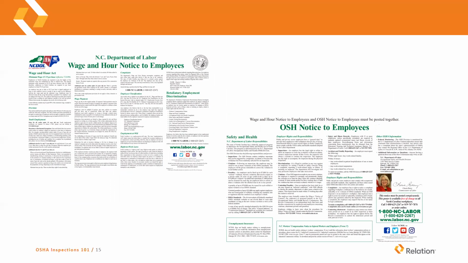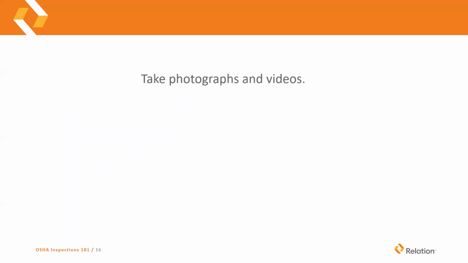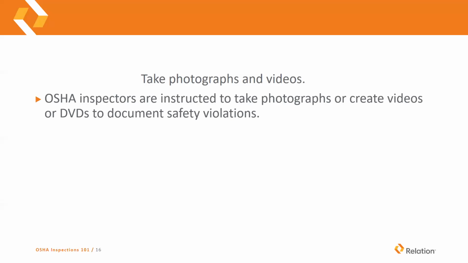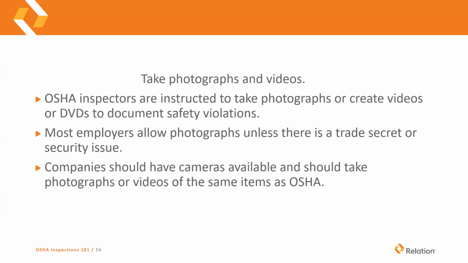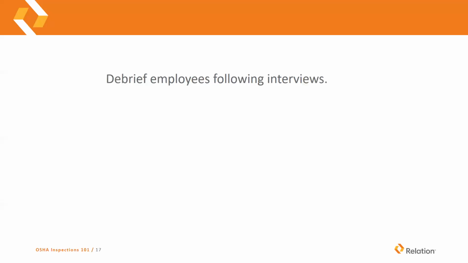All right, so take photographs and videos. OSHA inspectors are instructed to take photographs or create videos or DVDs to document any safety violations. Most employers allow photographs unless there is a trade secret or a security issue. Companies should have cameras available and should take photographs or videos of the same items as OSHA. This is something that's routine, so you shouldn't feel awkward doing this. Whatever they take a picture of, you should take a picture of as well.